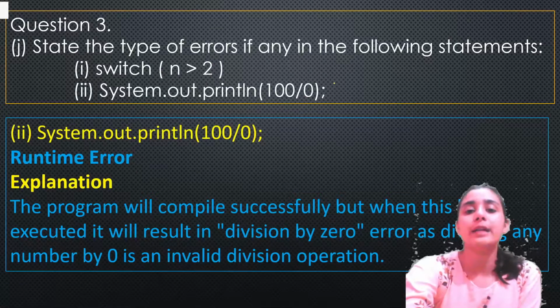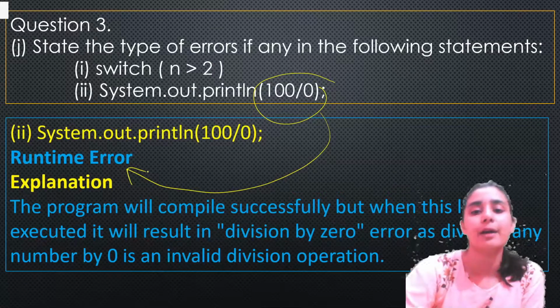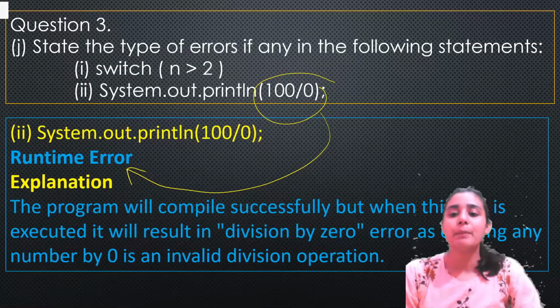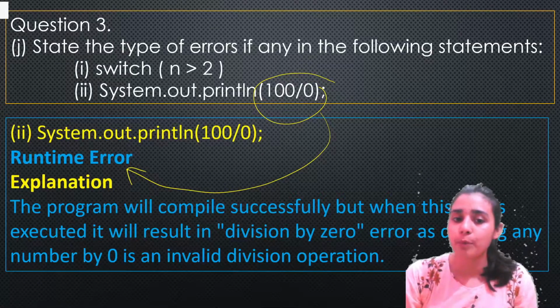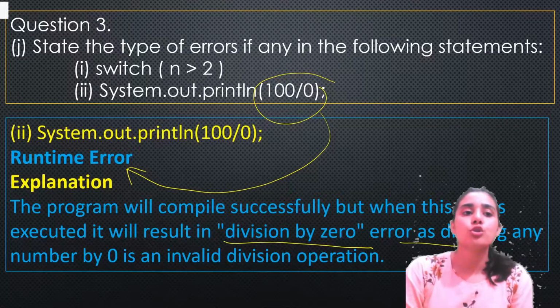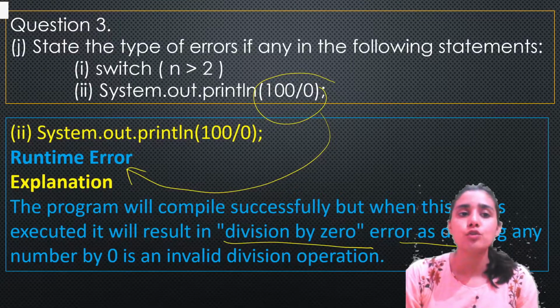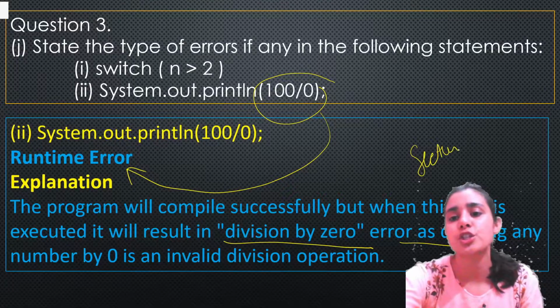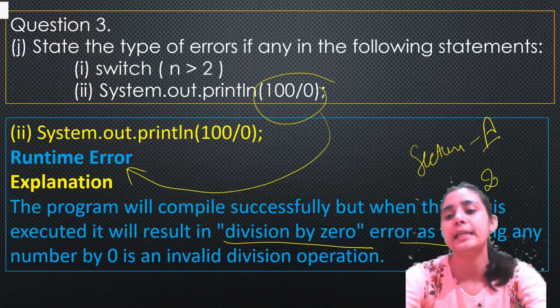Moving to the next, that will definitely be a runtime error only. Because the program will compile successfully, but create a runtime error, because division by 0 is an error. Okay, so this we have done. So this was part A, the section A of Specimen 2020.